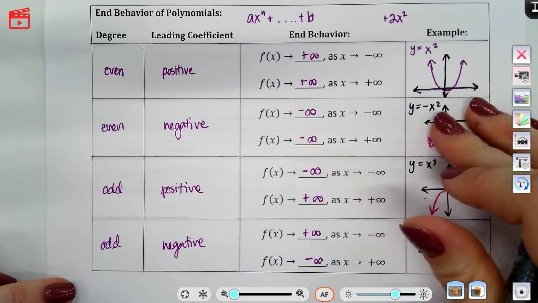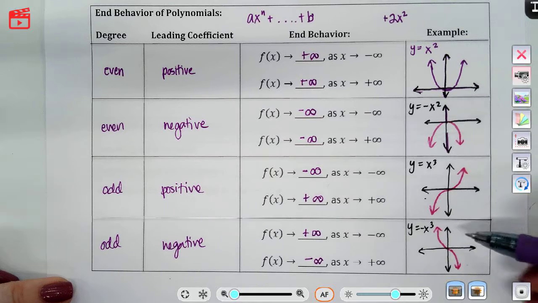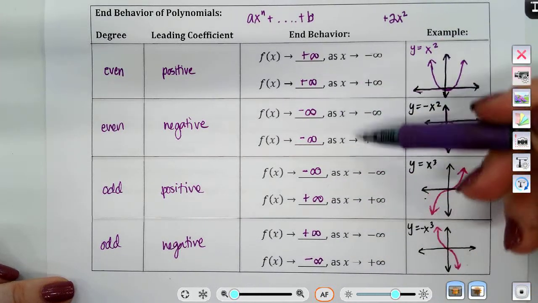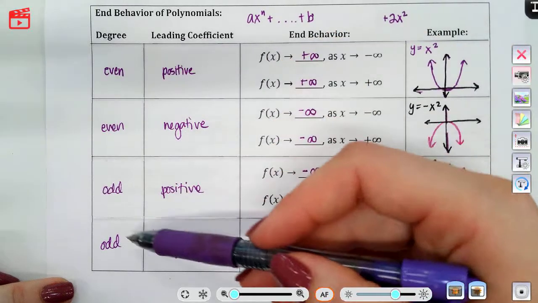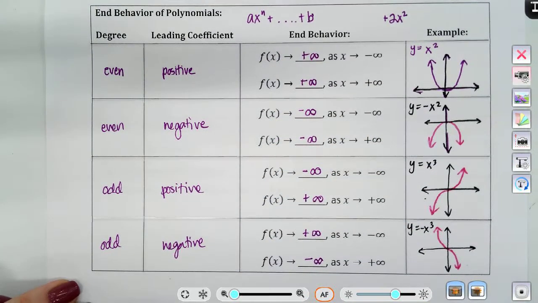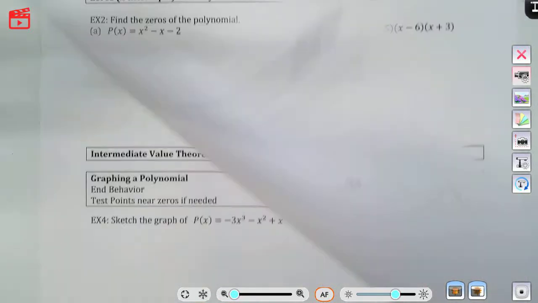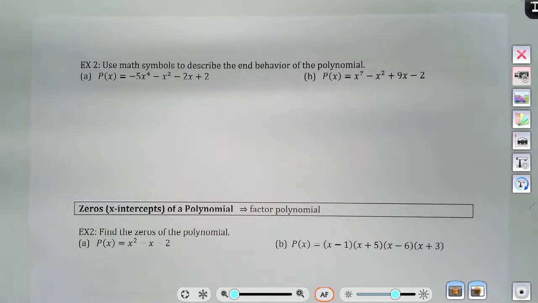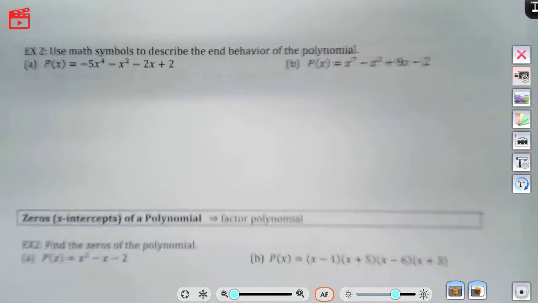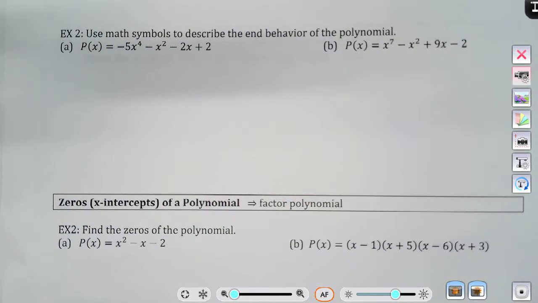These are the end behaviors of polynomials, the examples for them, how to describe their end behavior using mathematical notation, and the ways that you can visually identify the behavior of the polynomial that you have. Okay, let's go ahead and make use of this. All right, so first example. Use math symbols to describe the end behavior of the polynomial.